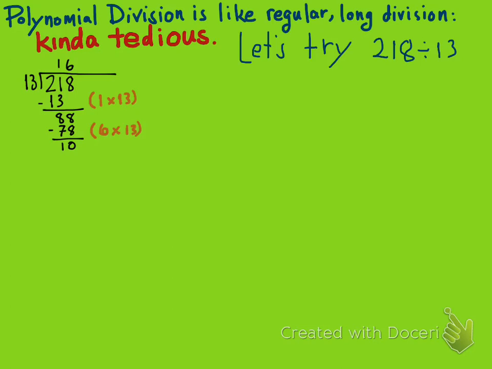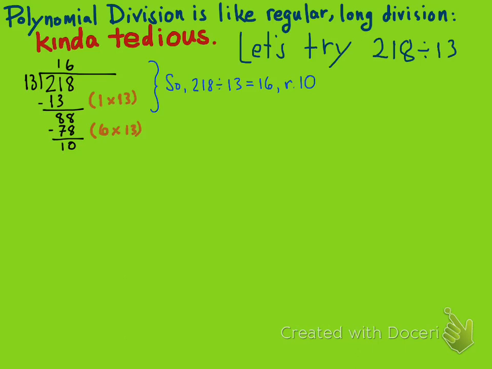Now, 10 is the remainder. So we are done with the dividing. 218 divided by 13 equals 16 with a remainder of 10. Now you might have been expecting me to add a decimal point and then some zeros and start bringing down zeros and keep on going and going and going. In this case, we would go a very, very long time before we finally gave up.